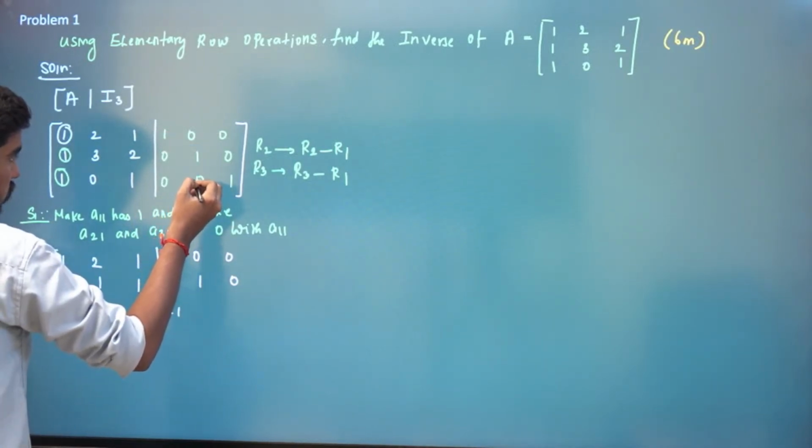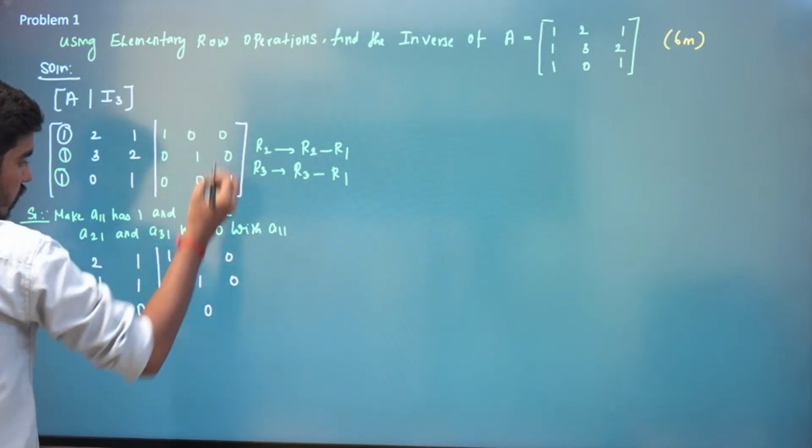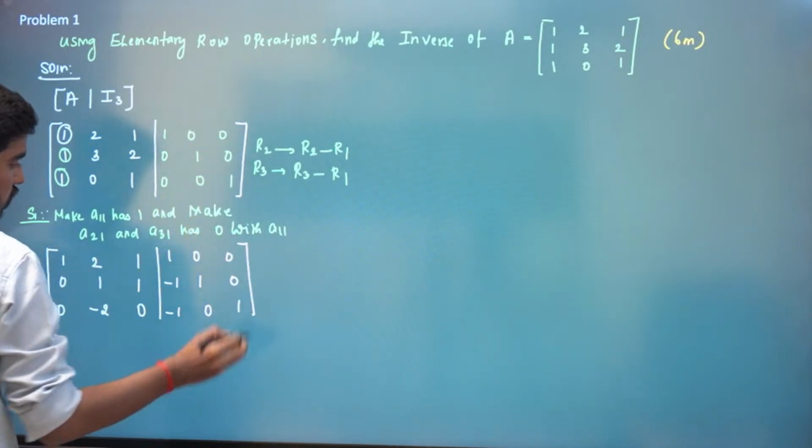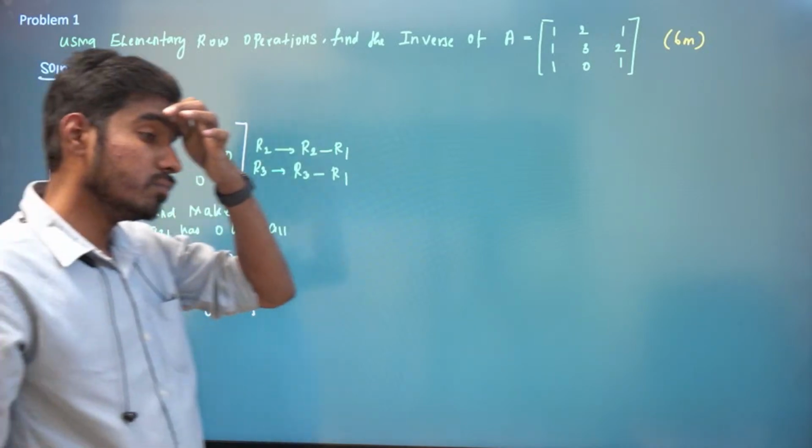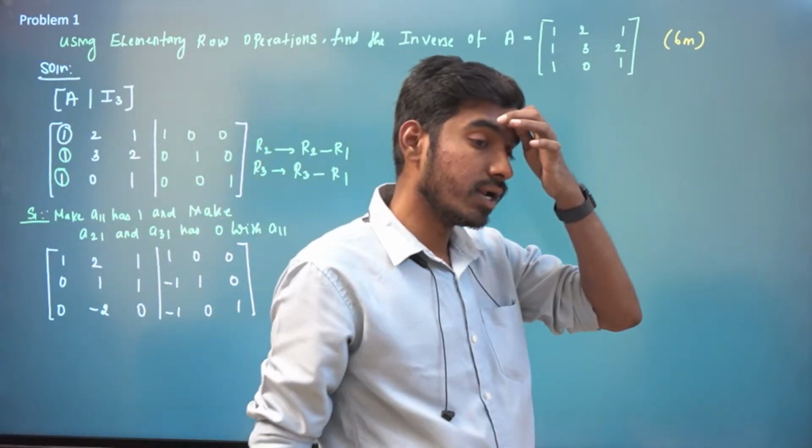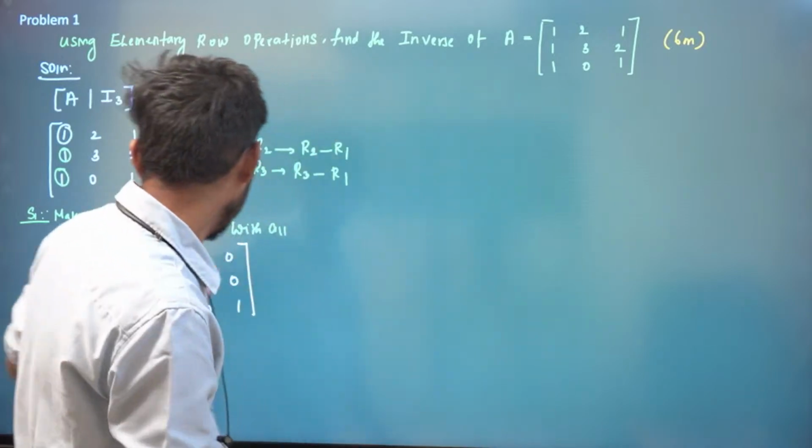And then here we have 0 minus 0. Here we have 1 minus 0. Right? See, our first column turns out to be the first column of the identity matrix, right? 1 0 0.